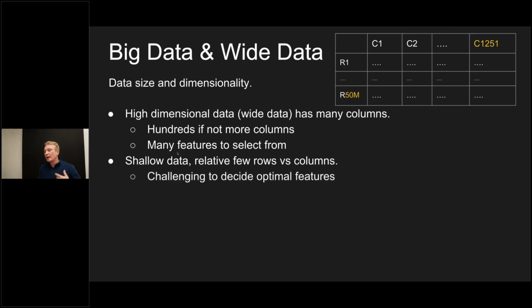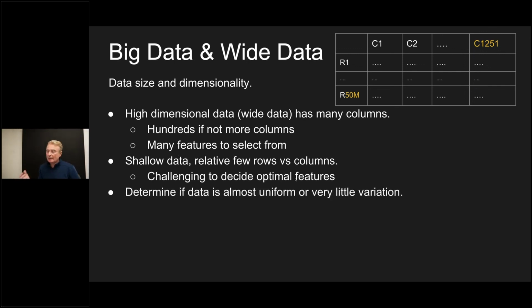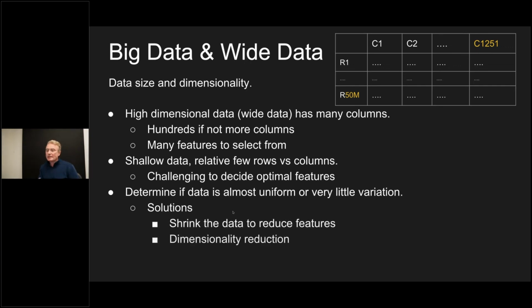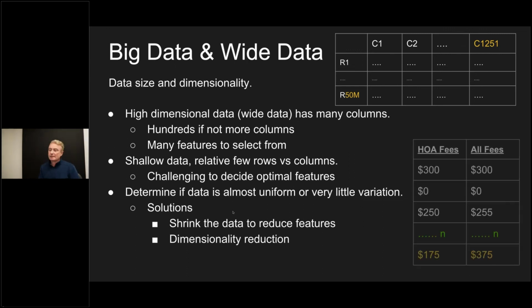Shallow data is when we have relatively few rows versus columns, and it's challenging to decide the optimal features, because with a given feature, if you only had 10 rows for number of bathrooms, it's going to be hard to determine a good pricing model based on the number of bathrooms. You also want to determine if the data is uniform or has very little variation. So there's a whole discipline around this we call dimensionality reduction, such as principal component analysis and all that kind of good stuff.